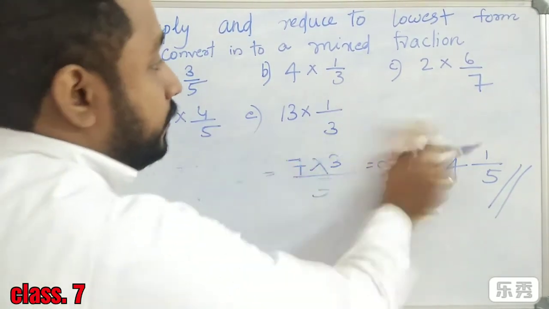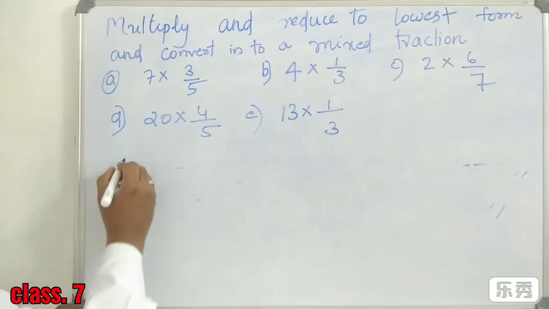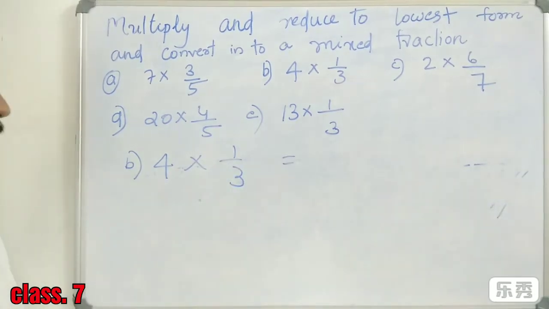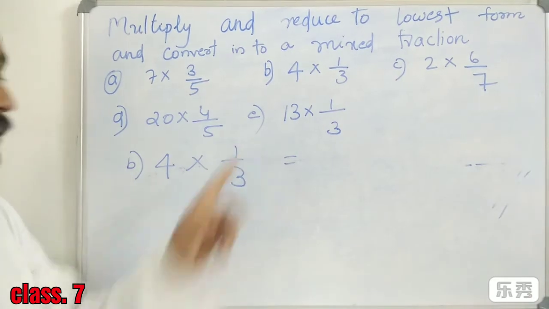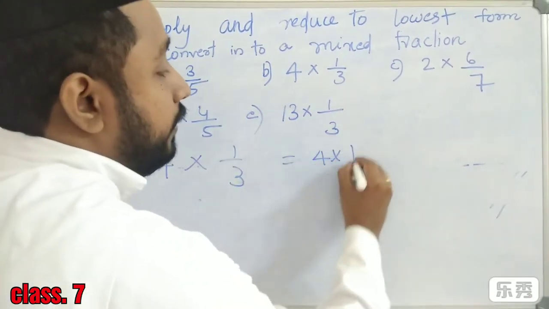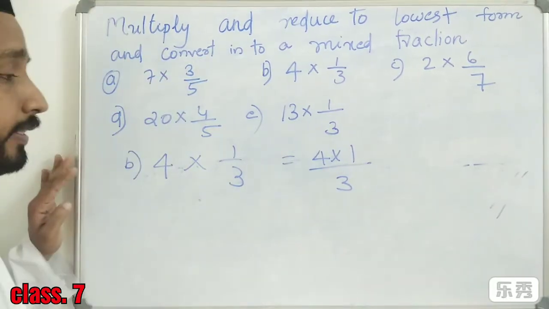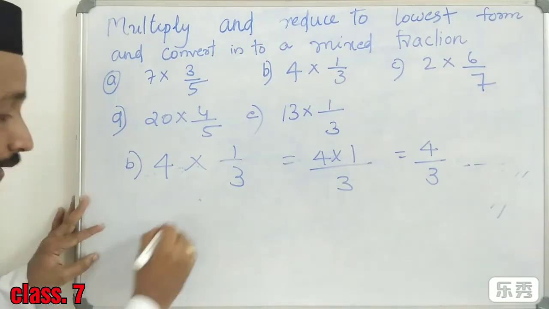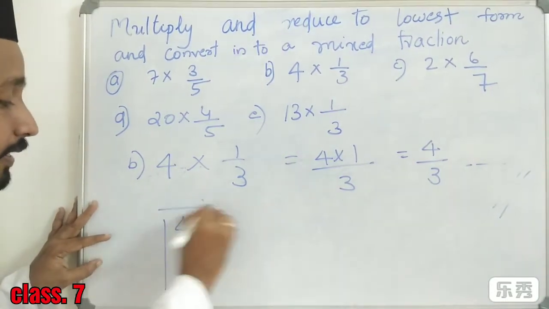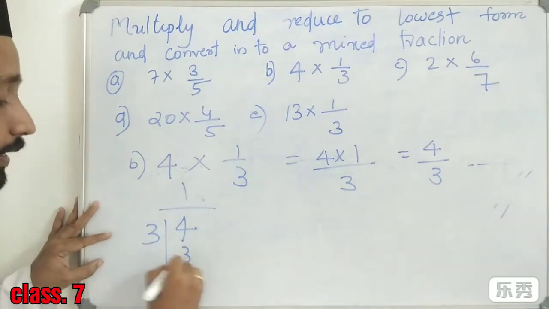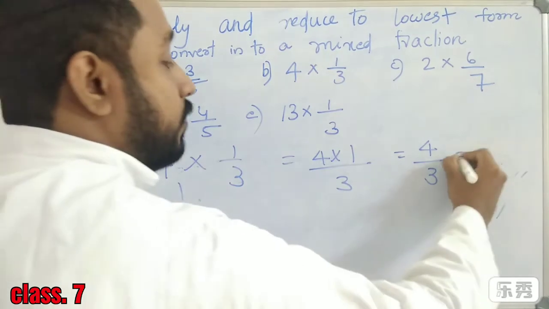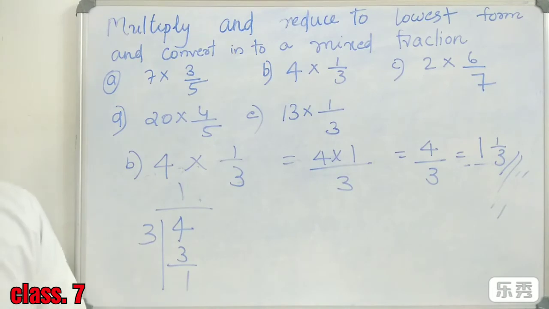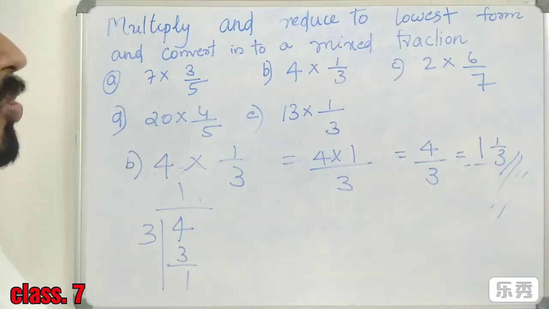Second question is 4 into 1 by 3. How can we do 4 into 1 by 3? Multiply the whole number with the numerator. 4 into 1 by 3 is equal to 4 by 3. How can we change 4 by 3 into a mixed fraction? 1 time 3, therefore the remainder is 1. So the answer is 1, 1 by 3. Next one is 2 into 6 by 7.